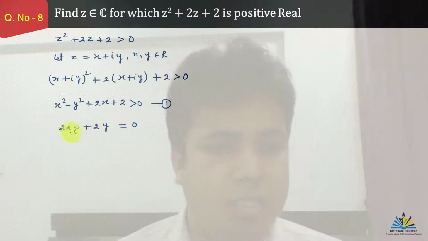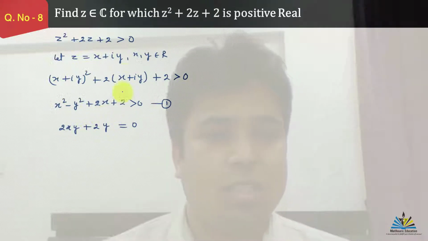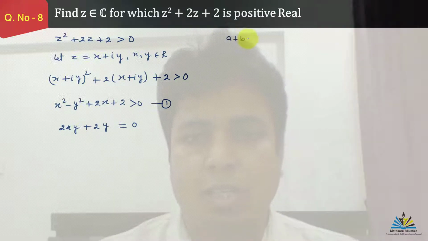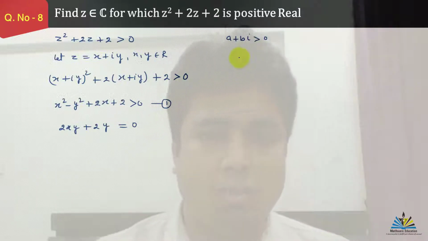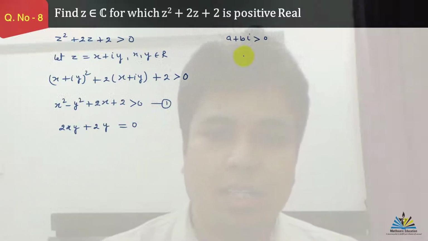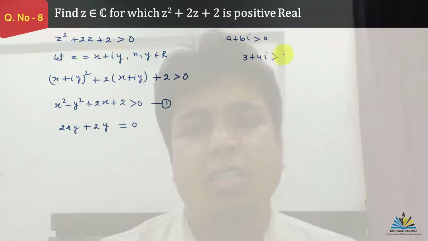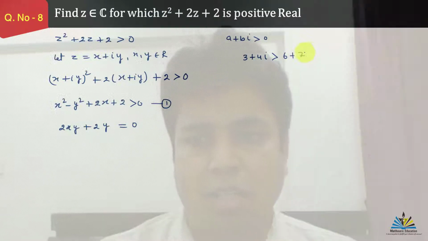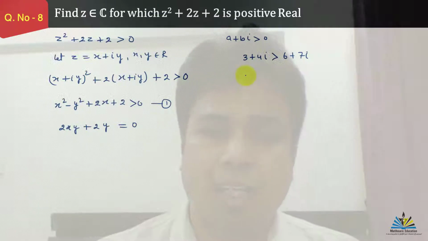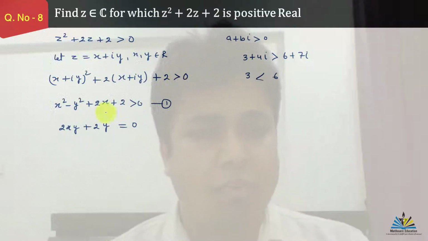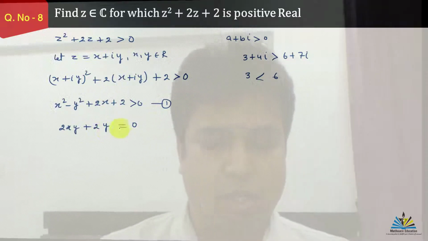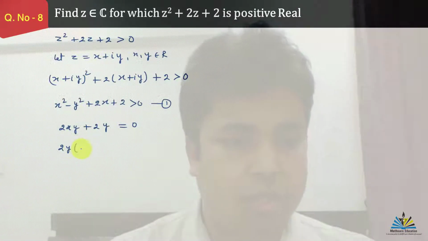Why are we setting this equal to 0? Since in a complex number, a plus b iota greater than 0 happens only if b is equal to 0. We cannot compare something like 3 plus 4 iota greater than 6 plus 7 iota, but we can compare 3 is less than 6. So to have this inequality, we must have the imaginary part as 0. So take 2y as common, so x plus 1 is equal to 0.